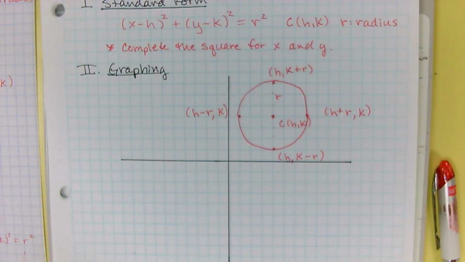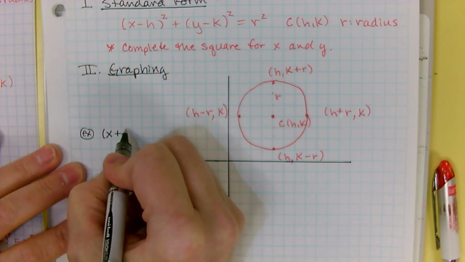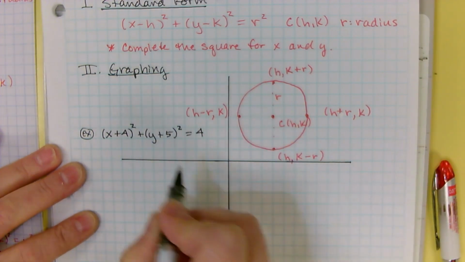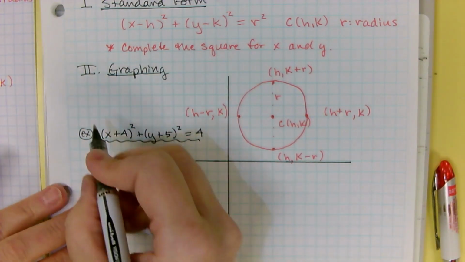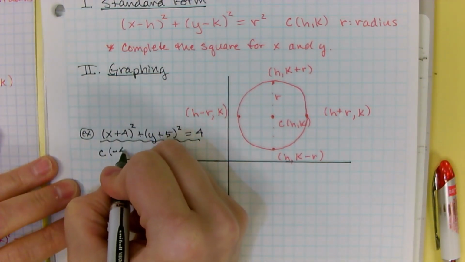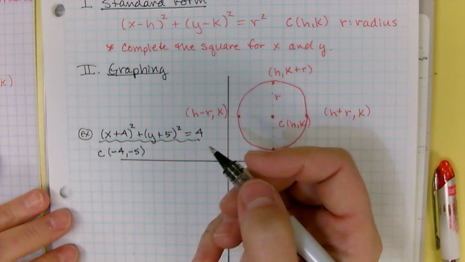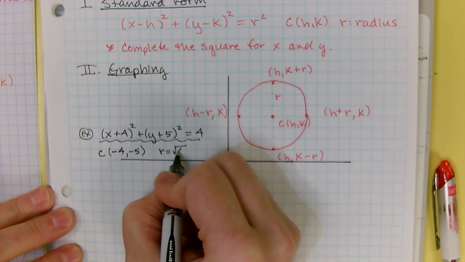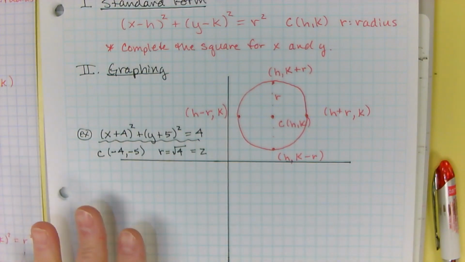All right, so let's do an example. Let's say you've been given the circle (x plus 4) squared plus (y plus 5) squared equals 4. When you graph a circle, the first thing you want to do is get the center point. Remember, your center point is always opposite from what you look at. So my h is negative 4, my k is negative 5. To find the radius, remember that 4 is r squared, so you take the square root of 4, which is a radius of 2. So you need the center and you need the radius.